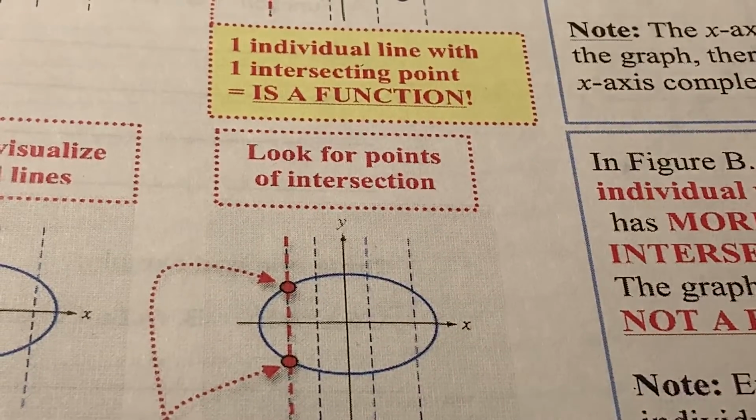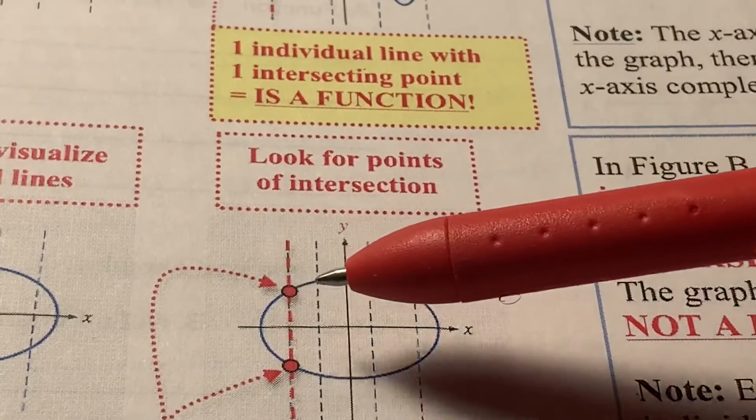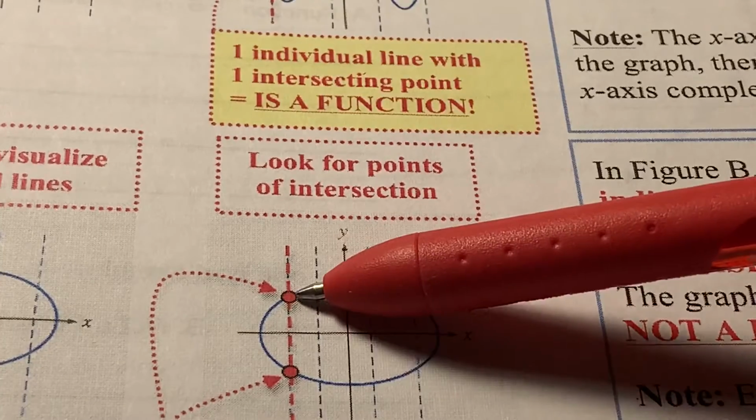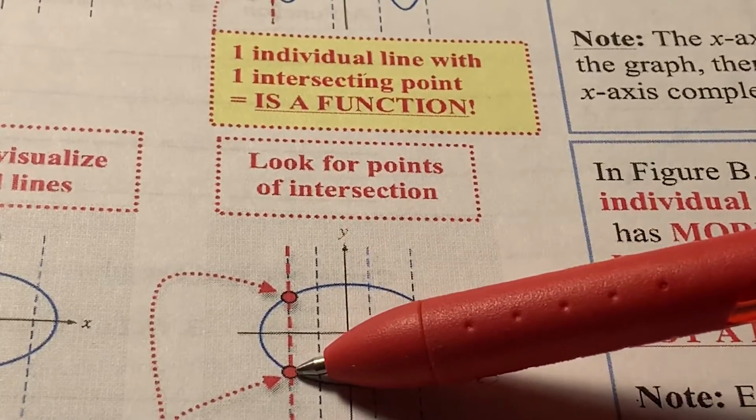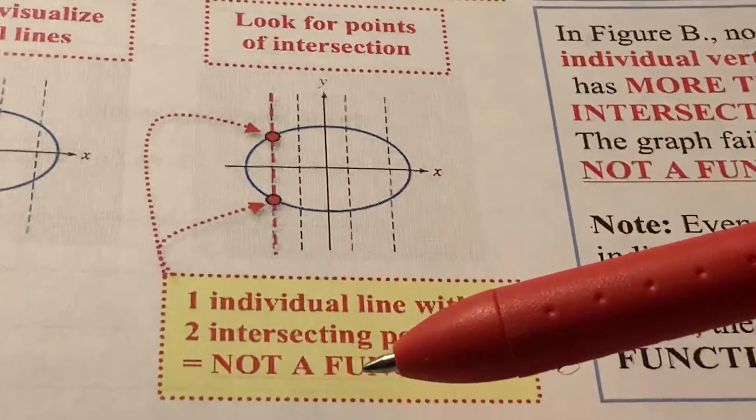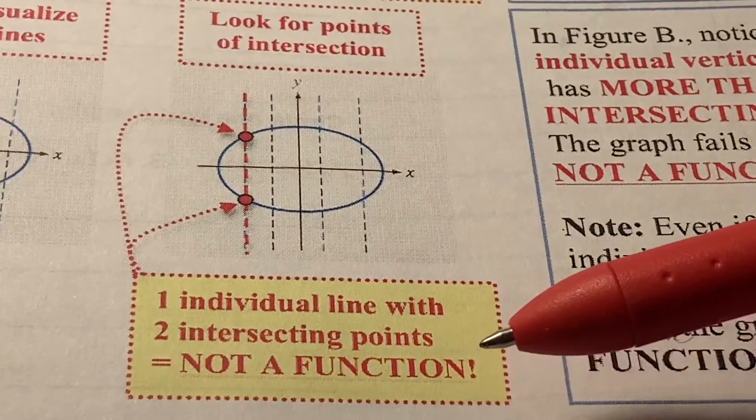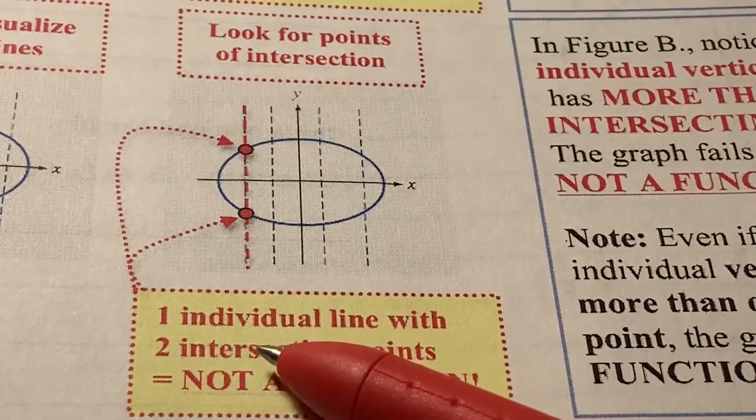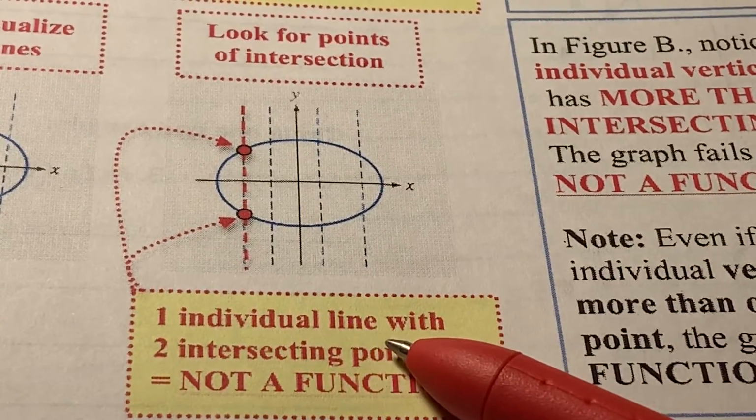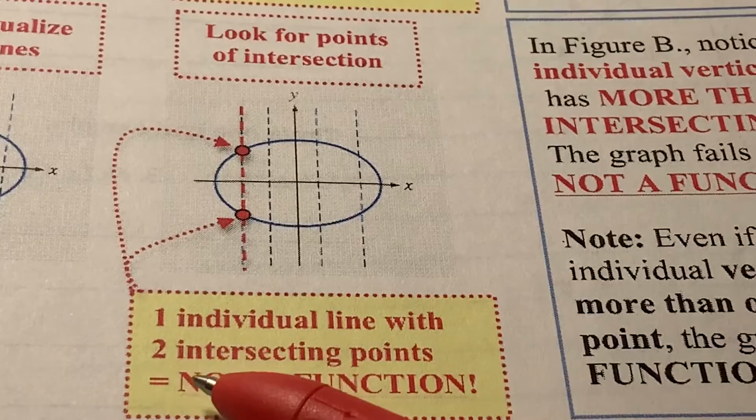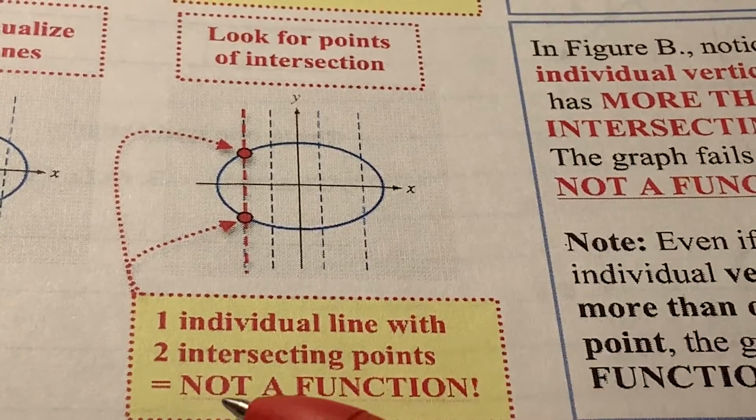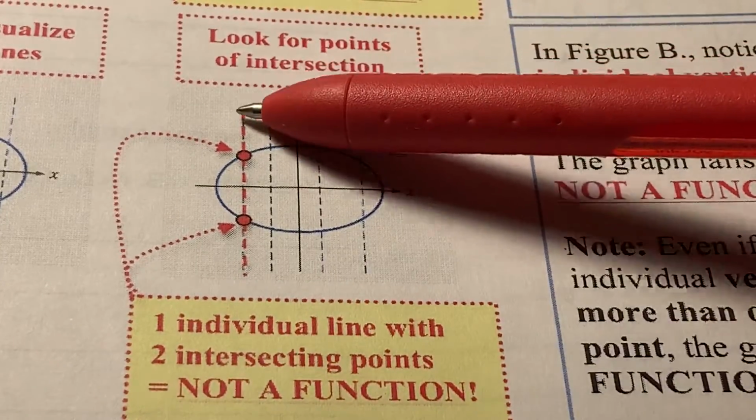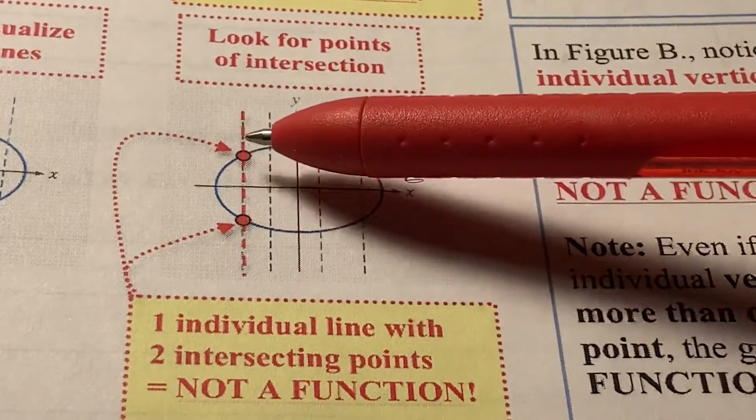So ladies and gentlemen, as I said, all I need is one. As long as I draw one vertical line and I see two or more points of intersection, guess what, ladies and gentlemen? Not a function. That's simple. Folks, one individual line with two intersecting points, not a function.